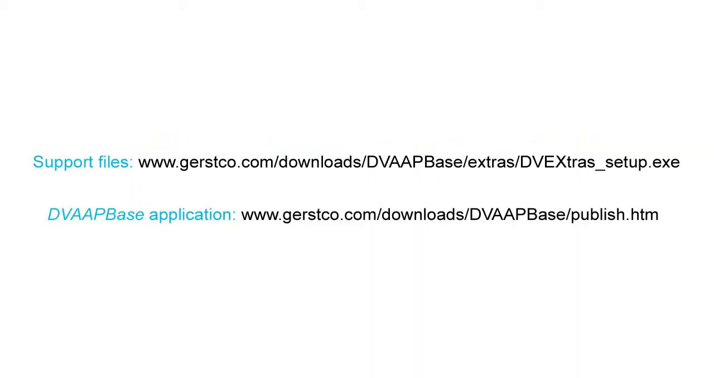DVAAPBase is installed via a web-based installer. You should have received an email with two links to the installation files. The first link downloads a small installer that sets up some of the DVAAPBase supporting files. The second link allows you to install the DVAAPBase application. The links in your email may not match those you see here, so use the links that you received.